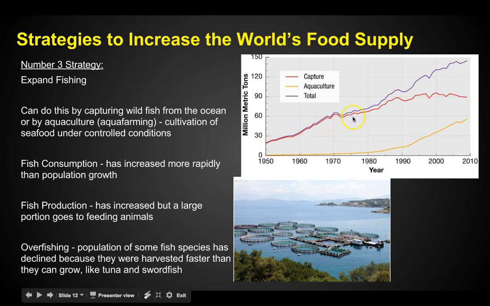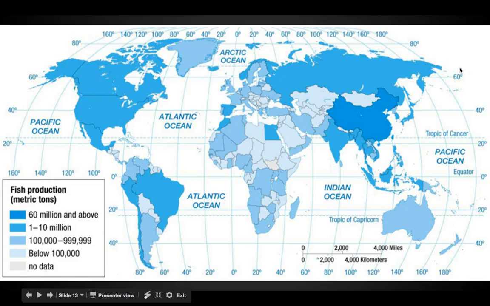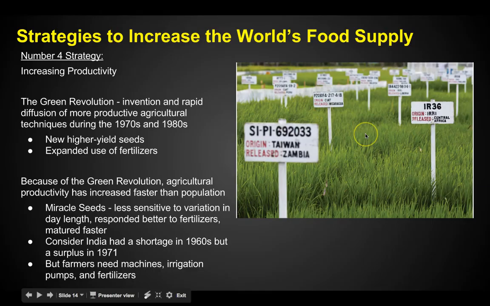The total fish production, again, continues to go up and up. Whereas fishing goes up as well, but it doesn't meet the total amount of fish demand being caught. Here's fish production. United States, North America doing a lot. Brazil, a lot. Russia, China, India, Southeast Asian countries, a lot as well.